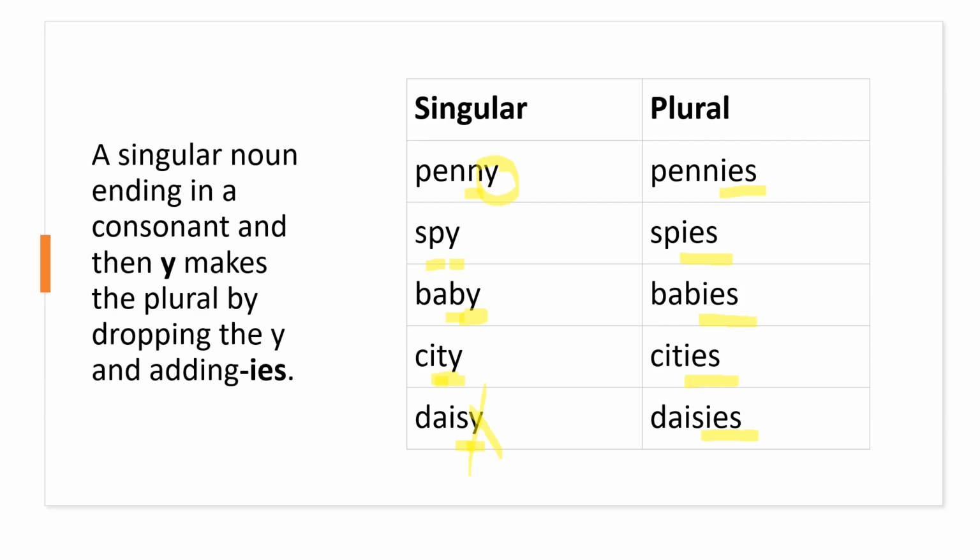Okay, so I hope you understand how to create their plural form. You have to first identify where the consonant is, like here N is the consonant, P is the consonant, B, T, S. These are consonants and these words are ending with the letter Y. So you have to drop the Y. You have to remove it.